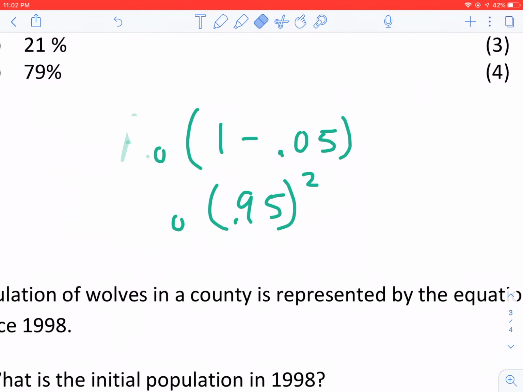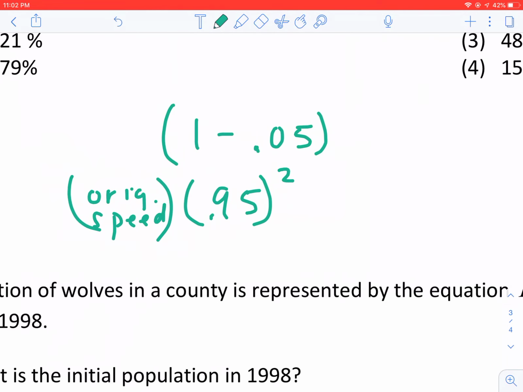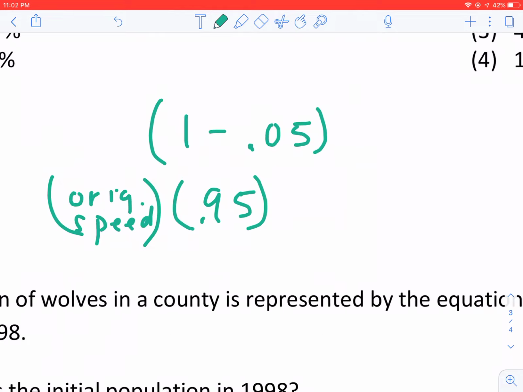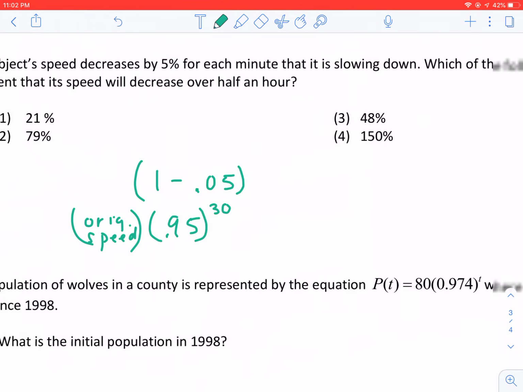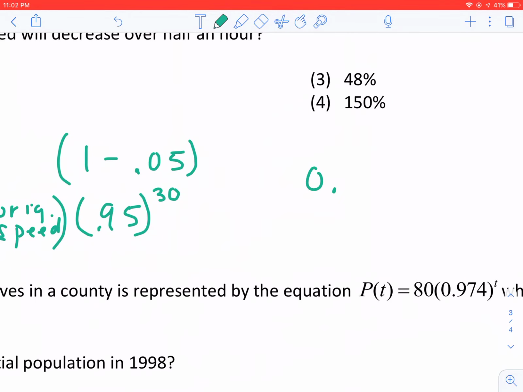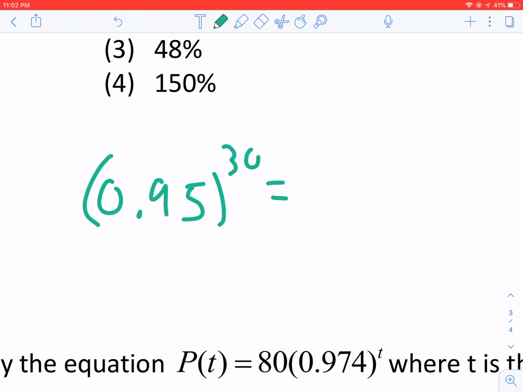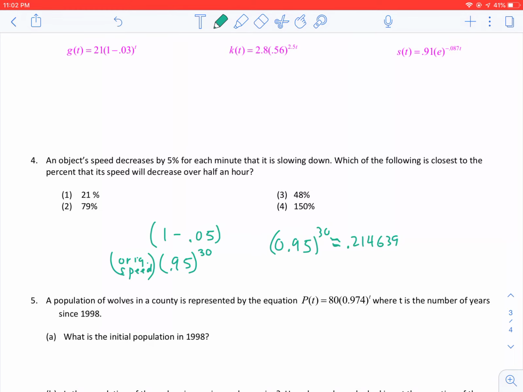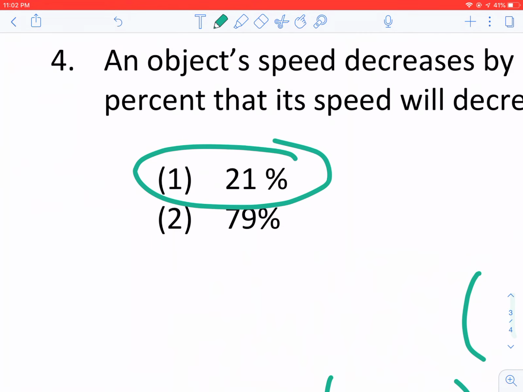I don't like a sub 0 anymore. Hold on. Original speed. Right, so after 30 minutes, we're going to multiply by 0.95 30 times. So what are we multiplying the original speed by? Well, 0.95 to the 30th power is equal to 0.214639-ish. So you might be thinking, okay, good, 21%. There we go, that's our answer, 21%.